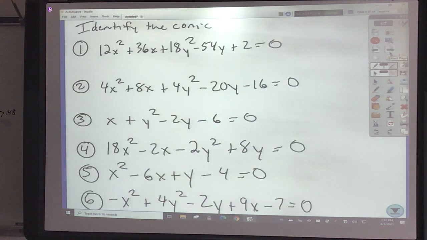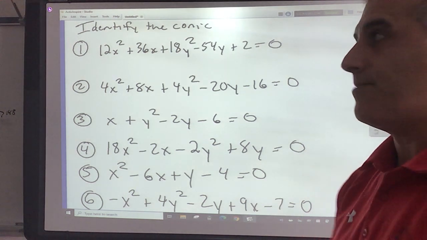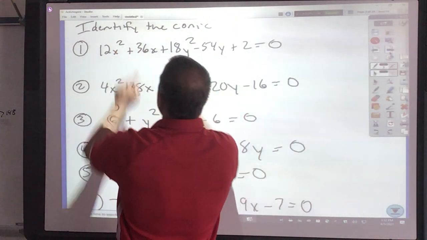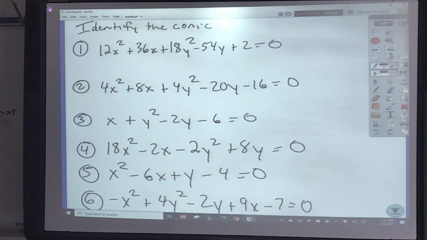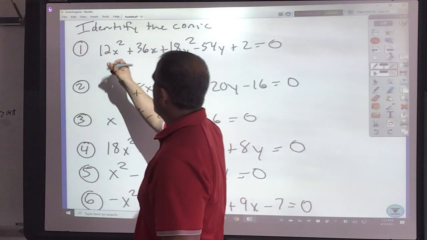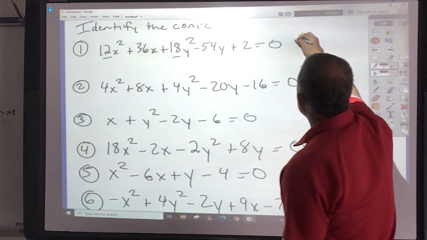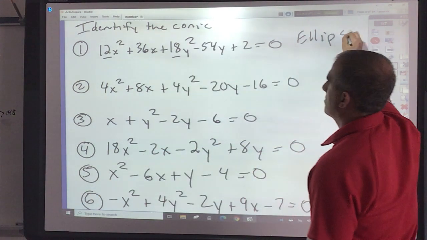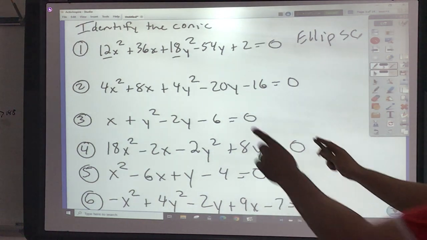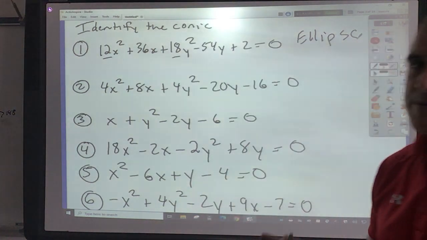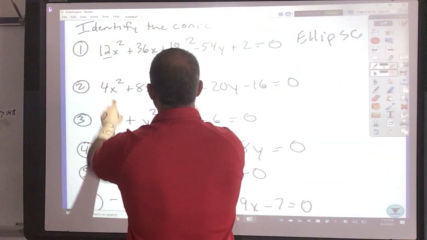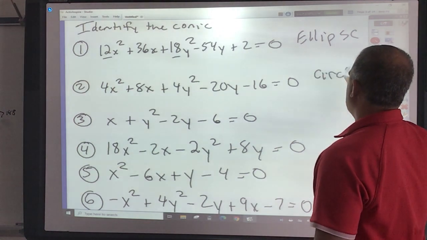So let's go through some examples, identifying the conic. I've got more than one square term, so it can't be a parabola. Both x squared and y squared are positive, so it can't be a hyperbola. When I look at these, the numbers here are different, so this will end up being an ellipse. Next, I've got two squared terms, so it can't be a parabola. Both are positive, so it can't be a hyperbola. Since these are both the same, this will be a circle.